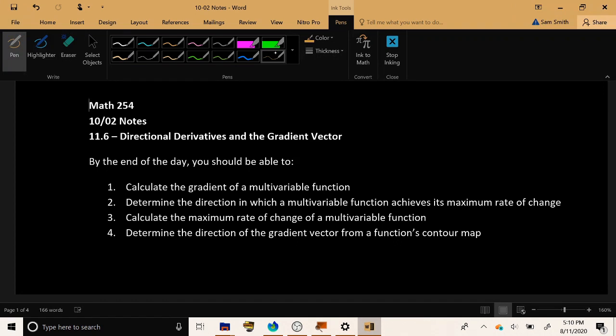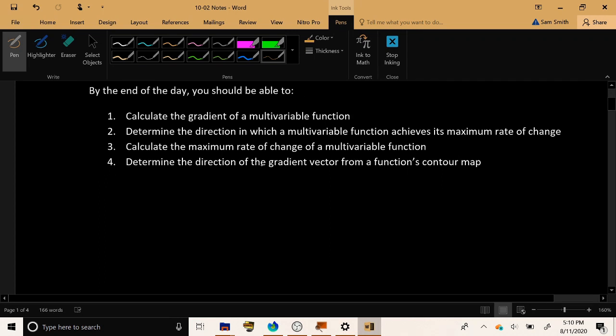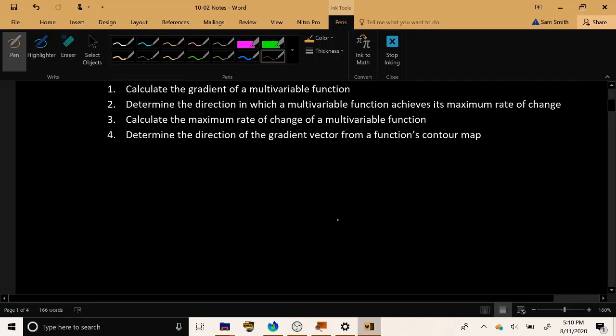Okay, so we have the second part of section 11.6 today, talking about in particular the gradient vector. And by the end of the day, we should be able to calculate this gradient vector associated with a multivariable function. And we should be able to use the gradient vector to determine the direction in which a function achieves the largest possible rate of change, as well as calculate that actual maximum rate of change. And finally, we should be able to determine the direction of a gradient vector from a function's contour map.